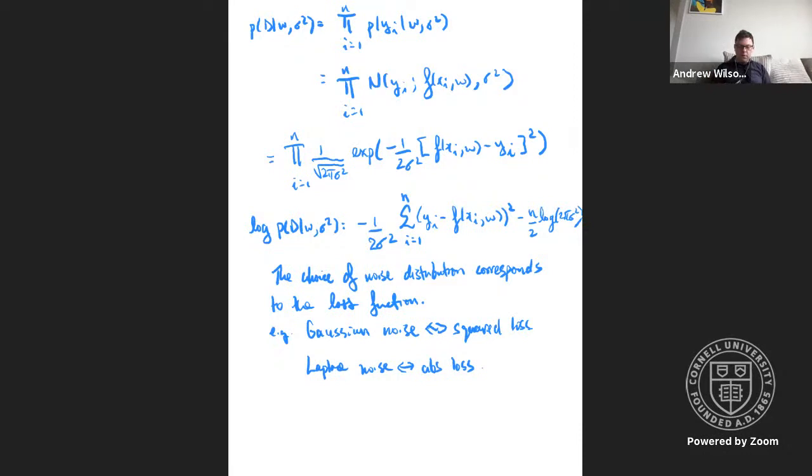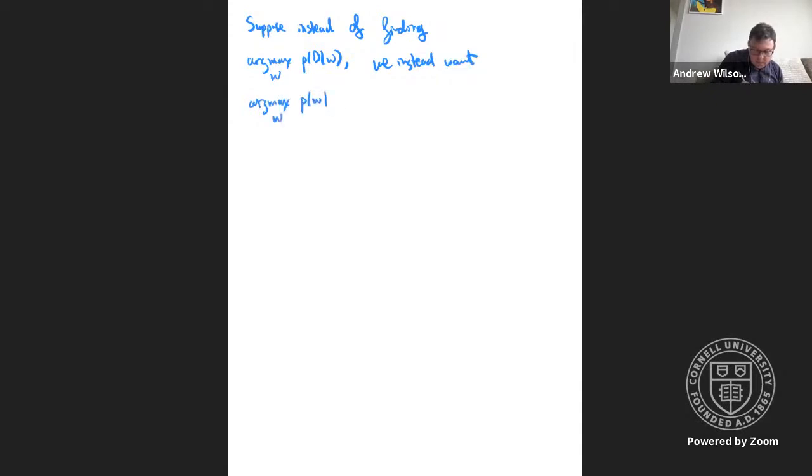Okay, so what about the regularizer? Where does that come from? Now, let's suppose instead of maximizing a likelihood, we're thinking about maximizing a posterior over parameters. So suppose instead of finding argmax over W of P of D given W, we instead want argmax over W of P of W given D.